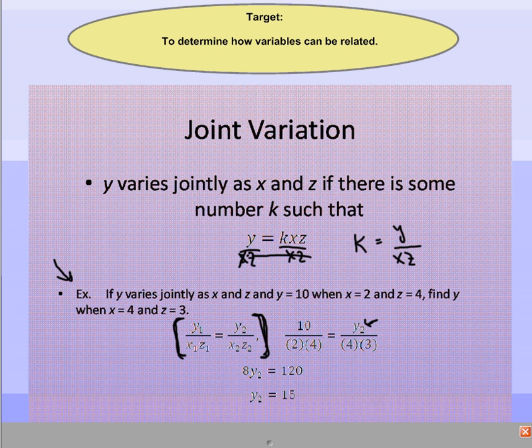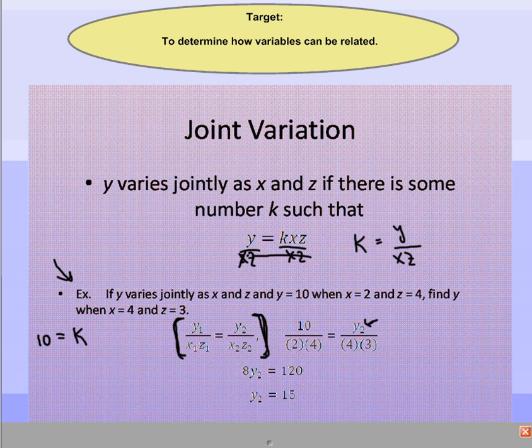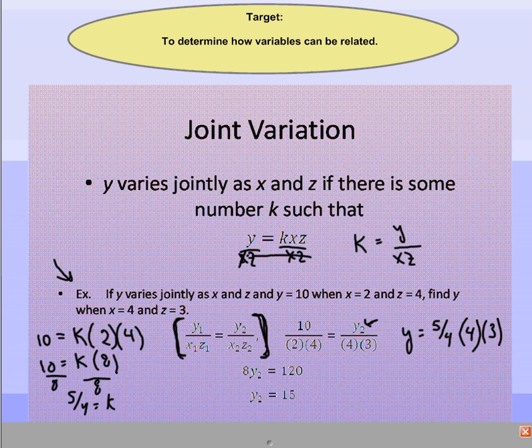Again, you have the choice of just creating the equation. Y is 10 when x is 2 and z is 4. Okay, and you can find your constant of variation here. The constant of variation would equal 5/4. So now when you have your other situation, we want to find y when x is 4 and z is 3. We want to find y. We have our constant of variation when x is 4 and z is 3. We multiply that across. That's really 5 times 3. Same answer of 15.